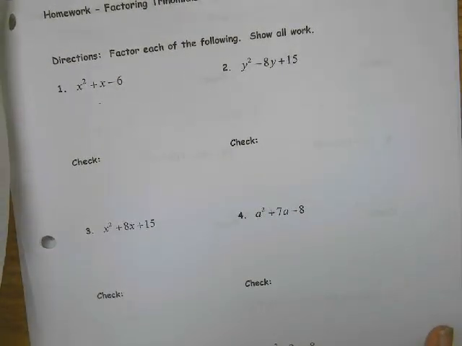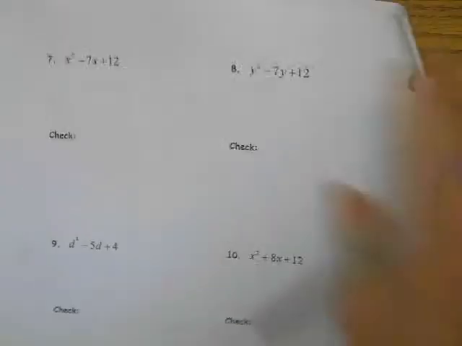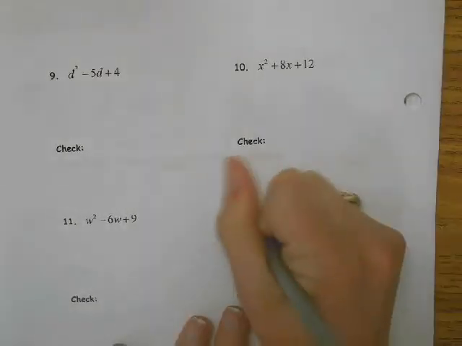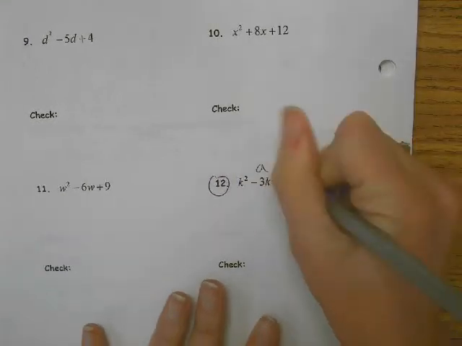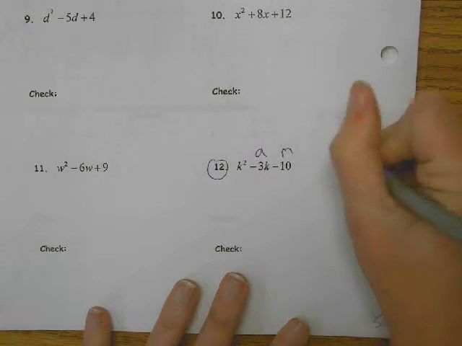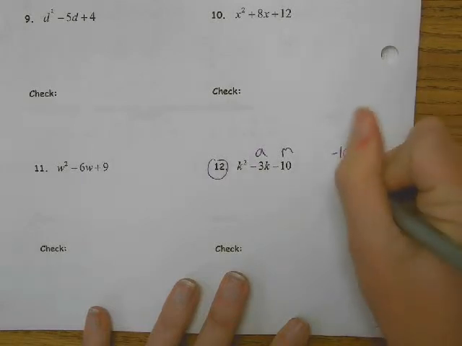Let's see. Is there any others I want to do? Let's look at 12. So add to negative 3, multiply to negative 10. So I've got negative 10 and 1, 10 and negative 1.